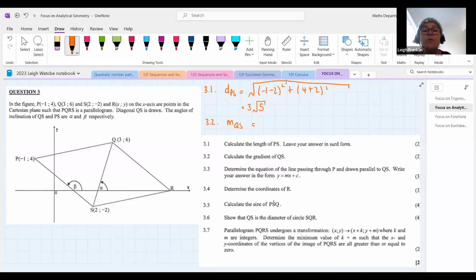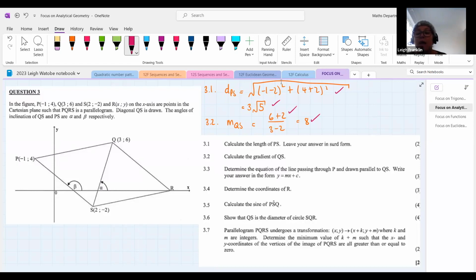Okay, so that's also easy. Remember y over x. So that gives us a gradient of 8. So as we saw before, a mark for subbing in, a mark for the answer. A mark for subbing in, a mark for the answer. Okay, then some more sort of similar stuff.